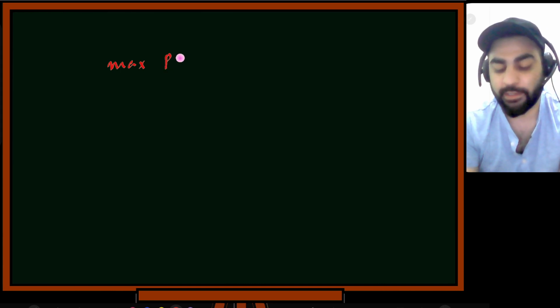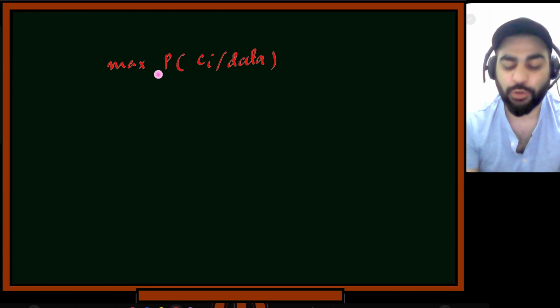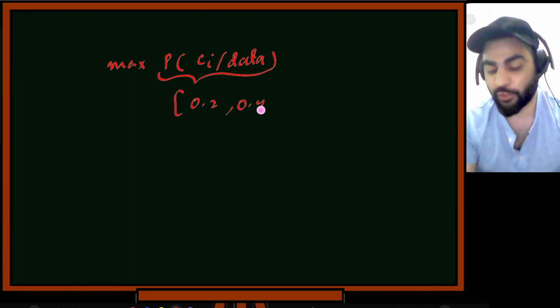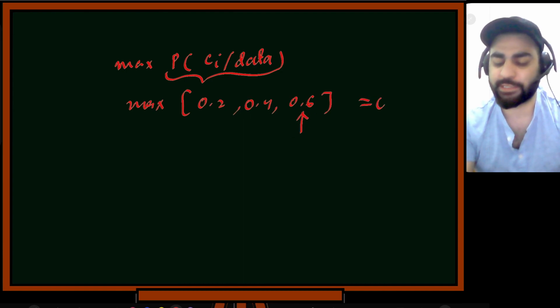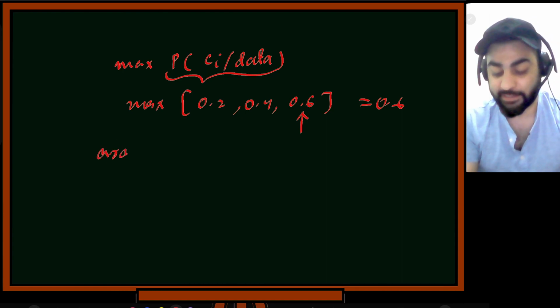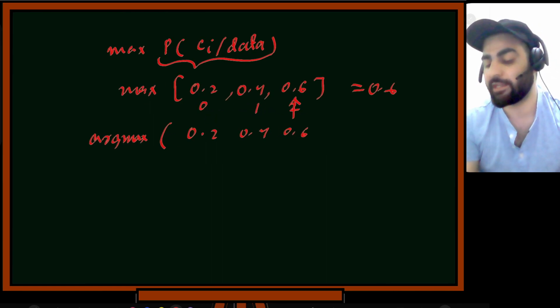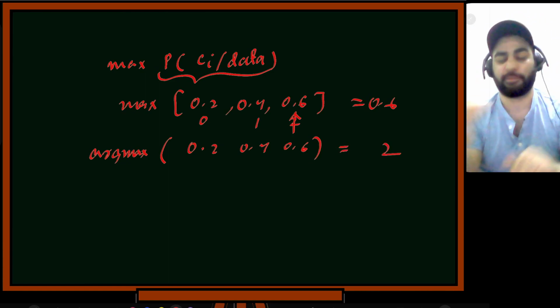If I write maximum probability of, let's suppose, Ci given data, what is the meaning of this? This will actually give me a vector, something like 0.2, 0.4, 0.6 if there are 3 classes. If I write max of this, I'll get one value, that's 0.6. But what if I write argmax of this 0.2, 0.4, 0.6? Let's suppose the indices are 0, 1, 2. Here the output will now be 2. That's the difference between max and argmax.